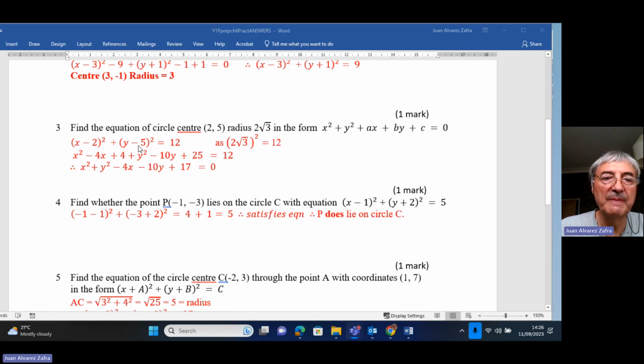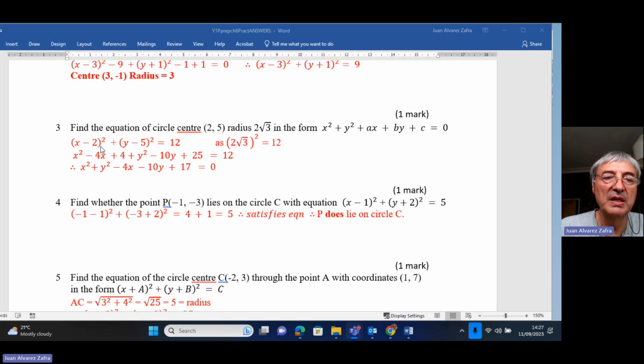Moving on to question 3, we want to find the equation of the circle center 2, 5, radius 2 root 3 in that form. So if we first of all write it in completed square form, we know it's going to be x minus 2 squared plus y minus 5 squared, because the center is coordinates 2, 5, equal to the square of 2 root 3, which is 4 times 3, which is 12. And so that's the equation of the circle in the easiest form.